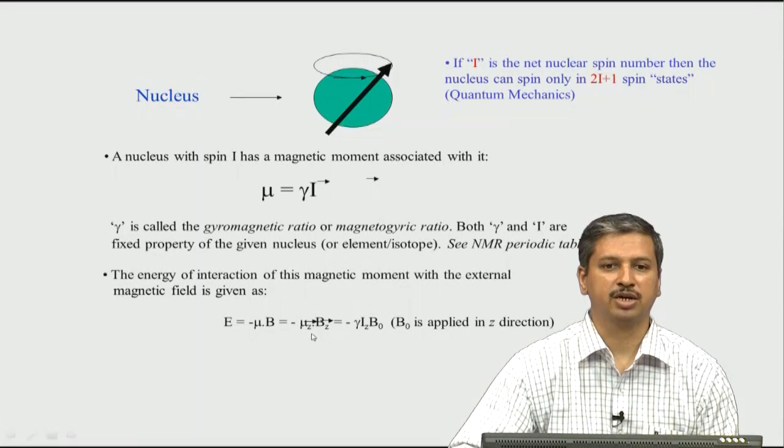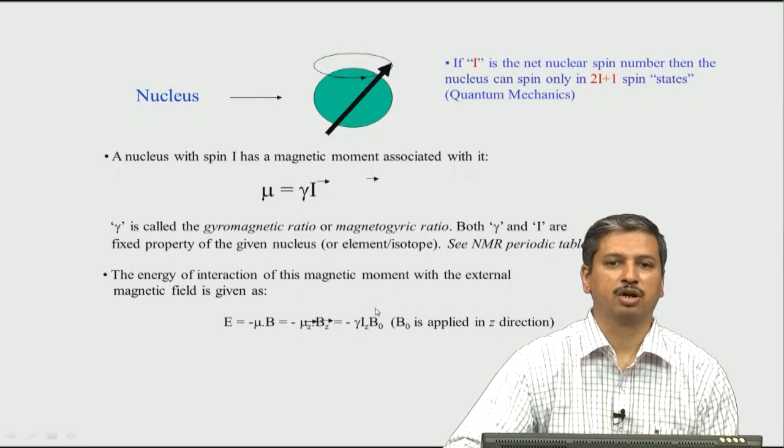Now, mu z is nothing but gamma into I z. So, that is what is written here: gamma into I z into B 0. This B 0 is our external magnetic field which we have applied, and typically we say that it is applied along the z direction. Therefore, the total final energy of interaction becomes equal to minus gamma I z B 0. So, this is now the important concept.